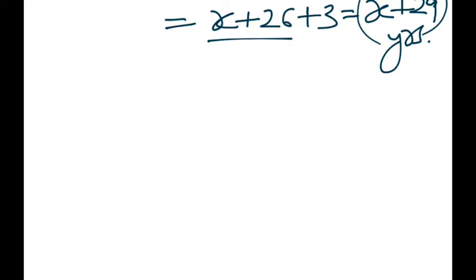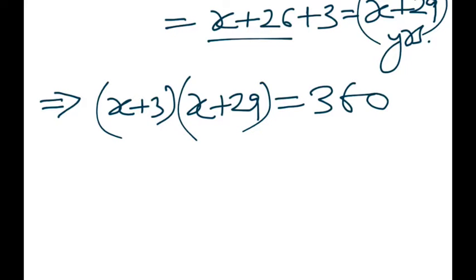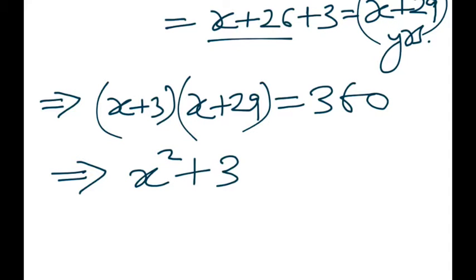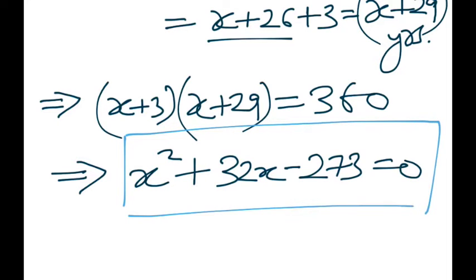And it is given that after 3 years from now the product of their ages will be 360, which means x plus 3 times x plus 29 equals 360. Solving this we will get x square plus 32x minus 273 equals 0. So this is the required quadratic equation.